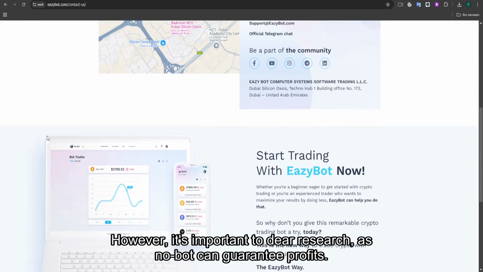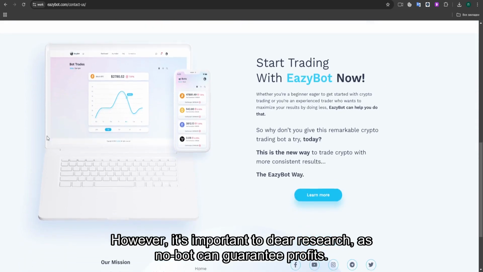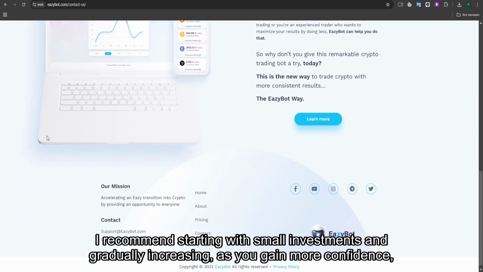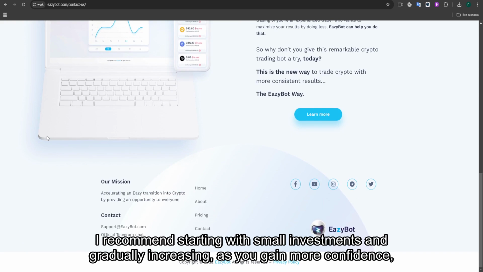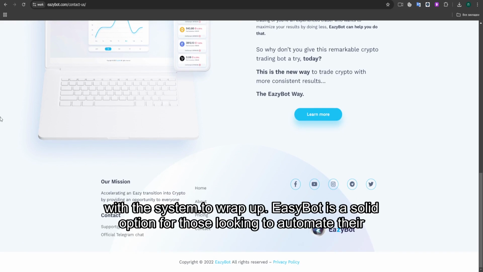However, it's important to do your research, as no bot can guarantee profits. I recommend starting with small investments and gradually increasing as you gain more confidence with the system.